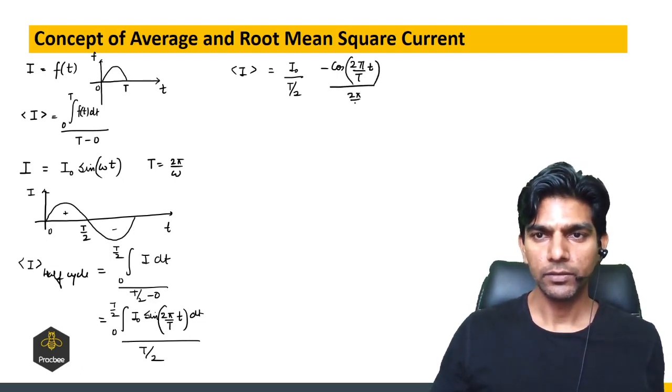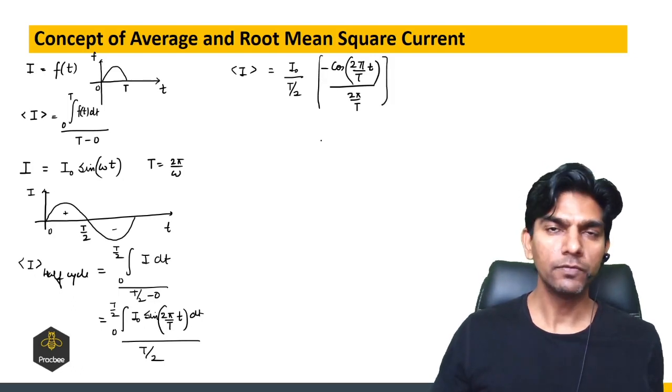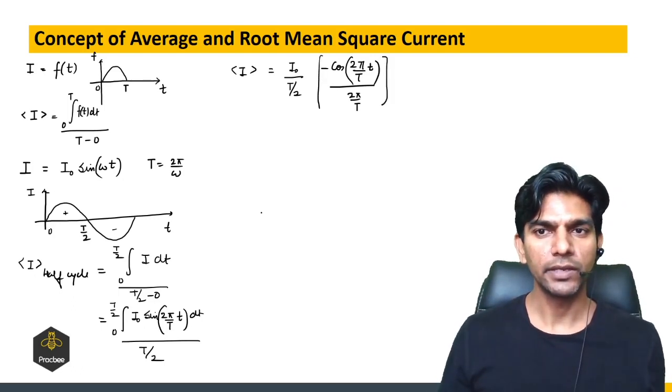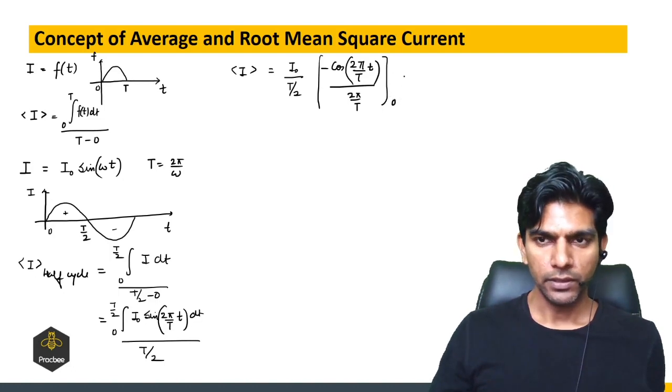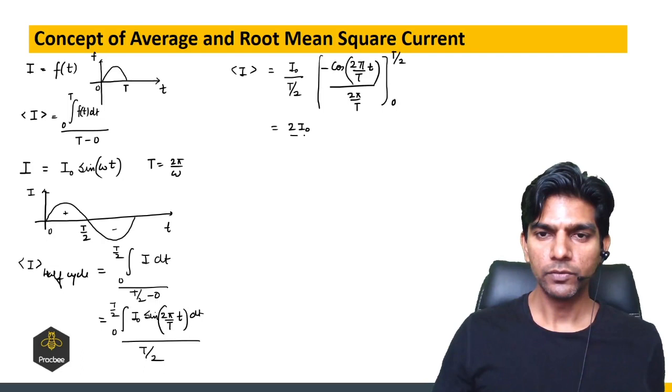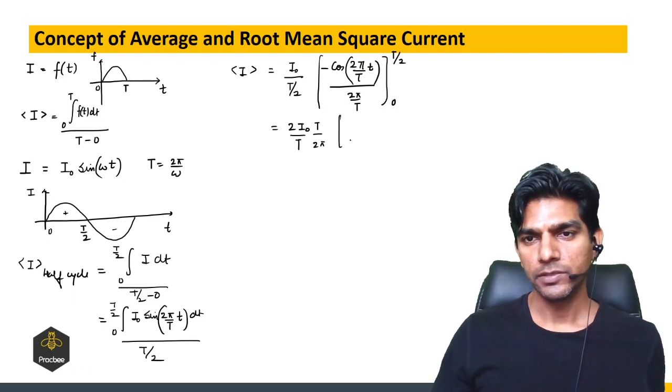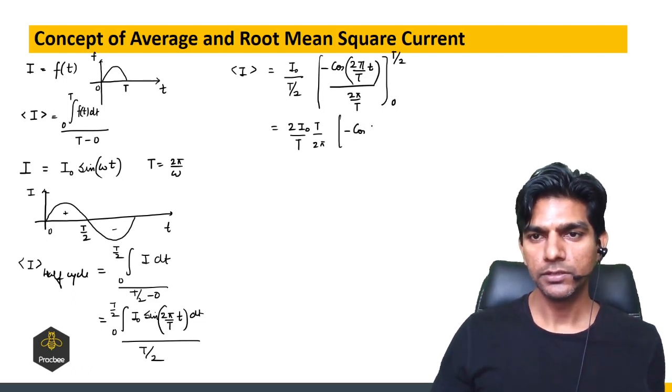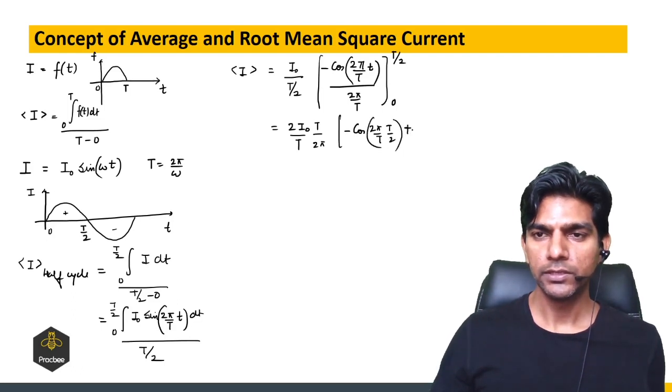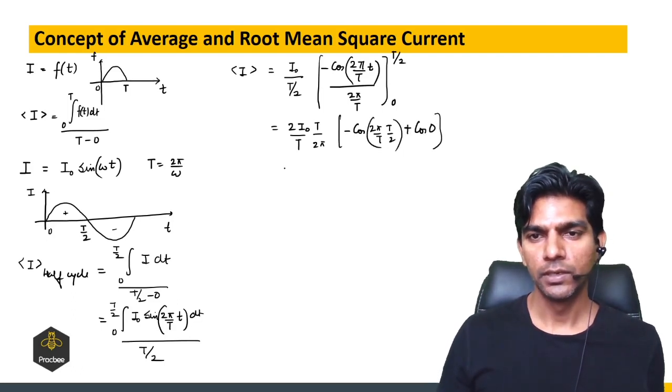So 2 pi by capital T. So that is the integration of sine 2 pi t upon capital T. And the limit is from 0 to T by 2. So this will be 2 I naught by T, and we have 2 pi in the denominator, and then there is a T in the numerator. Let us put the limit. So minus cos 2 pi t times T by 2 plus cos 0.